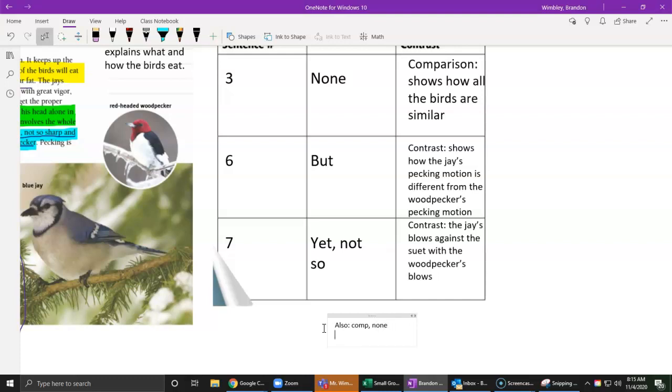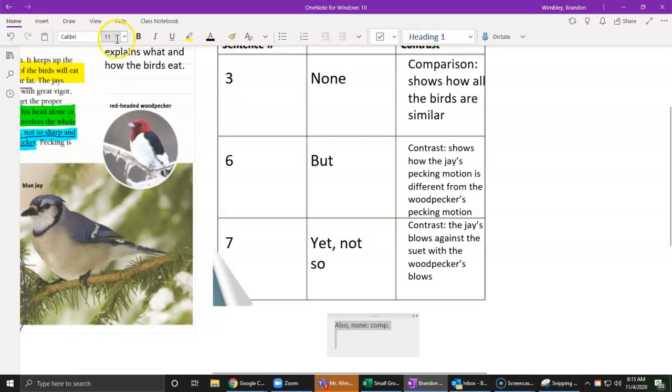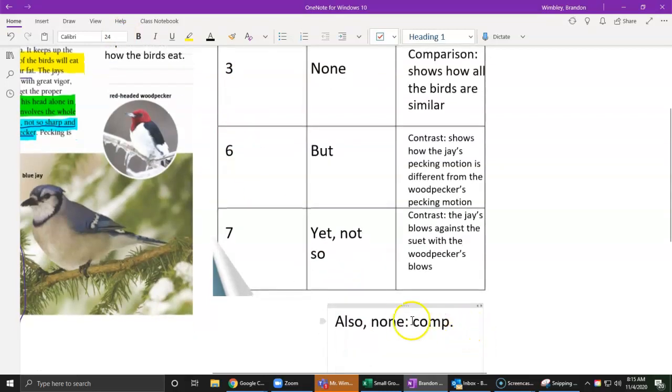What else do we have? We have the word, oops, I put that in the wrong spot. Also and none are comparisons. And I abbreviated that as COP. We also have our other words. We have the word not, or not so, that we've talked about. We have the word none, but, yet, as. We have the word more. What do you think more is? So if you said more is a contrast, you are correct.